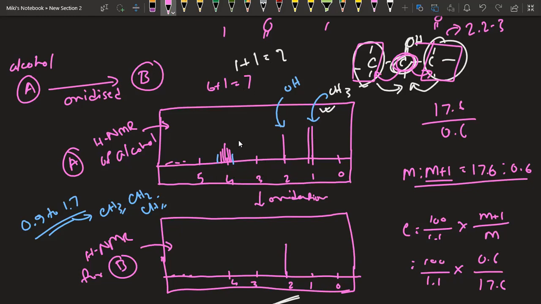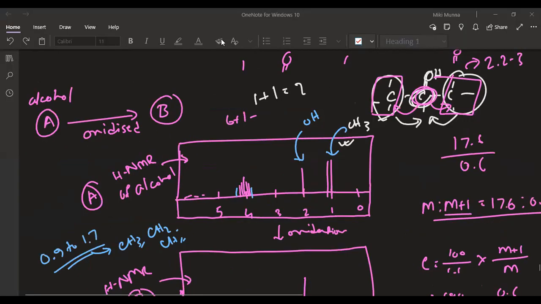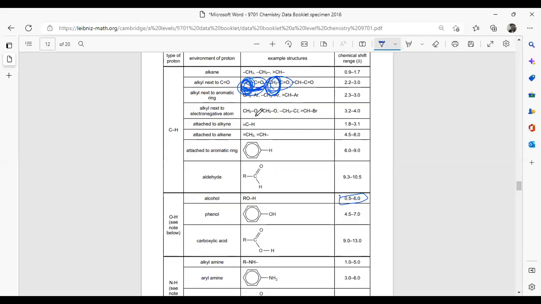Now, you might be saying, then why is it not in this region? Why is the multiplet not in this region? Why is it in that region? Because we are considering the alkyl group. But remember, let's go back to the data booklet. If we have an OH group, here we have an O group, oxygen, and with that oxygen, let's say, wait, not this one. Just a second, let me see which one resembles it in a good way.